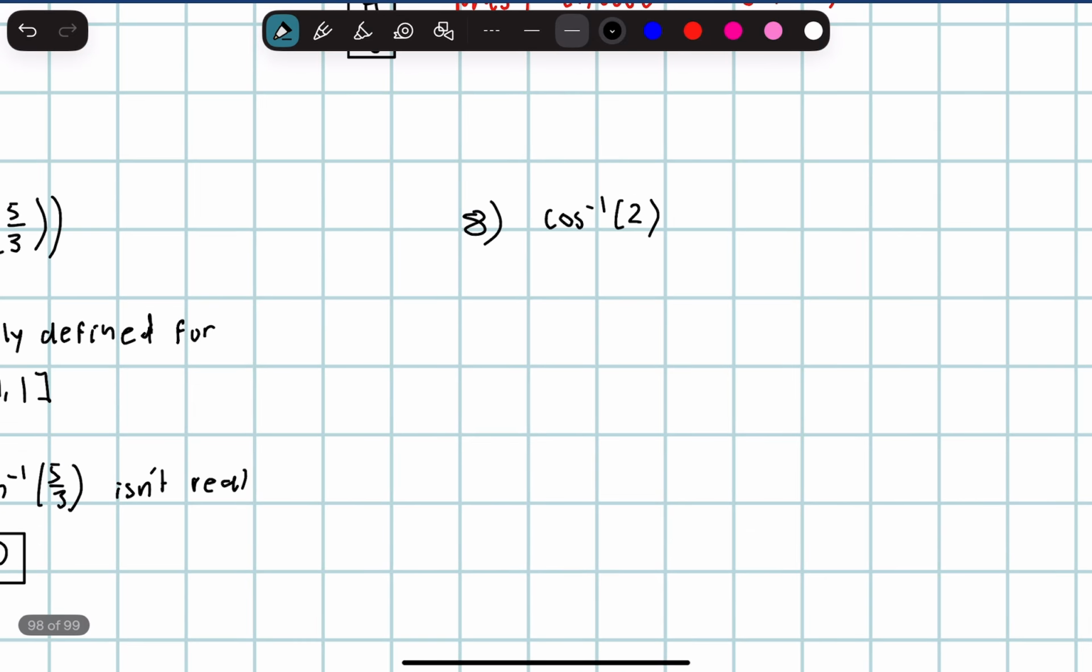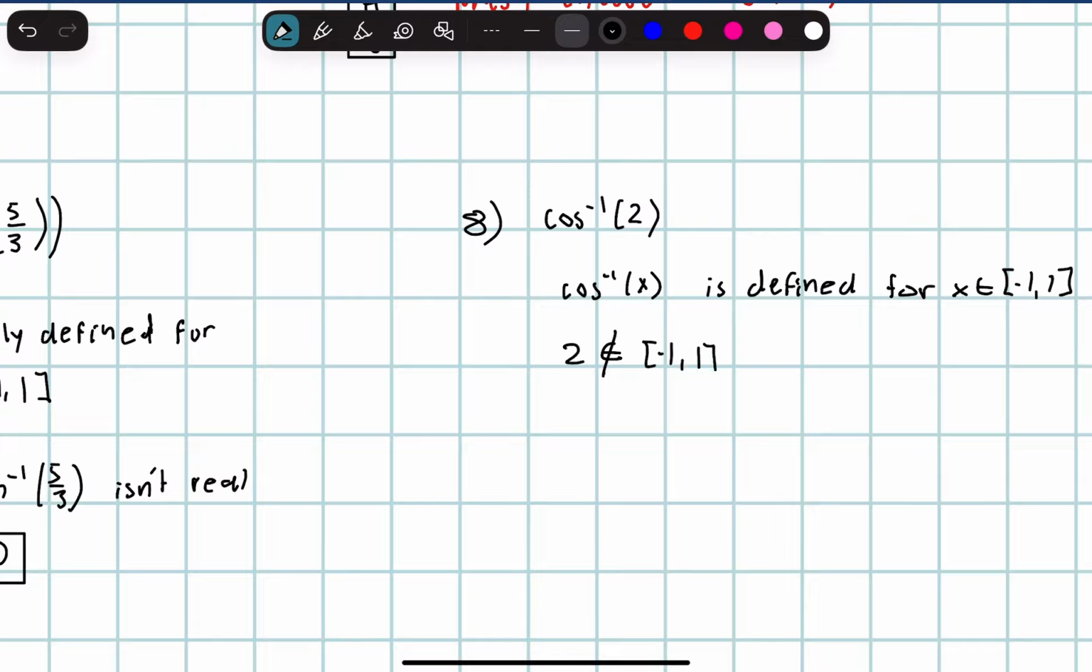Now for this, cosine negative 1 of x is defined for x inclusive of negative 1 to 1, and we know that 2 is not on this range, so that means that it's undefined. There's no real value.